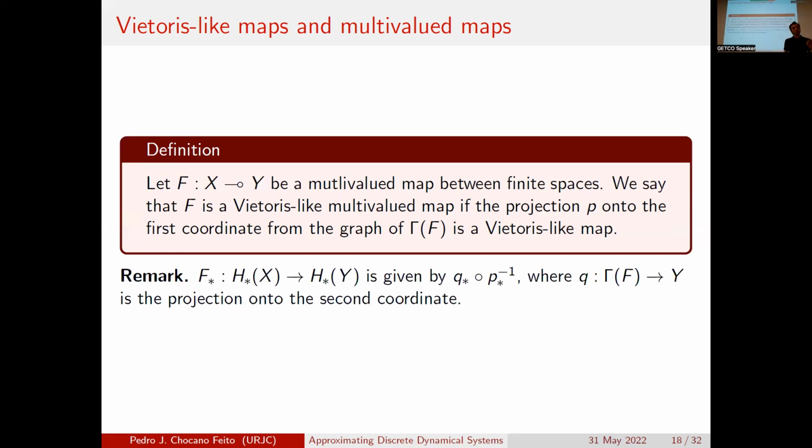It is important for the following reason. We want these multivalued maps to induce morphisms in homology. So the way to induce a morphism in homology is, okay, the projection onto the first coordinate is P, right? And we impose the condition that P is a vietoris-like map. And previously, we have said that vietoris-like maps induce isomorphisms in homology groups. So I can consider the inverse of P, and then I can compose with Q. So this gives me a well-defined morphism between the homology groups of X and the homology groups of Y. So this is the reason why vietoris-like maps are important, all right?